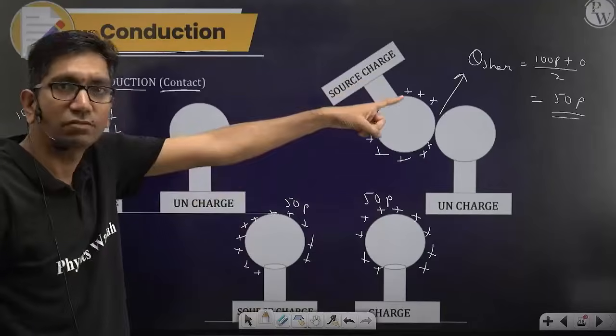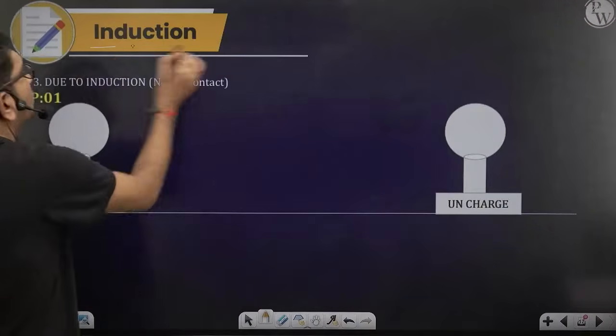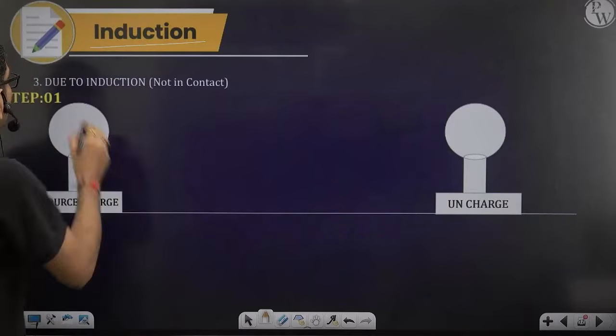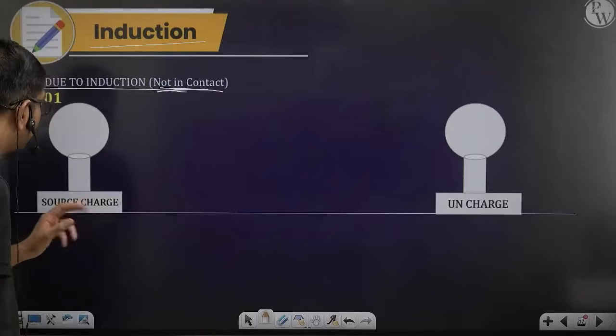What is the charge sharing formula? This one. This is conduction. Next one is induction. Due to induction, not in contact. This is a trick for you. This is a source charge I am taking.